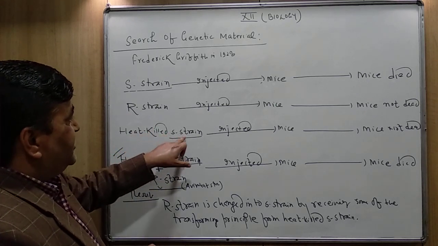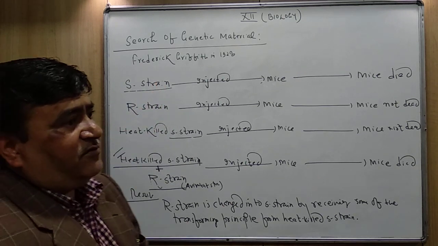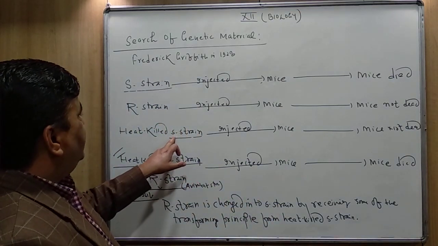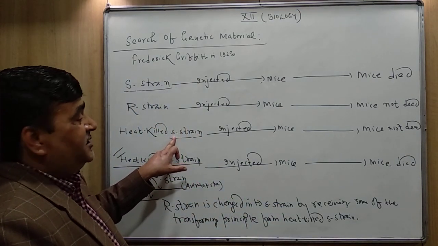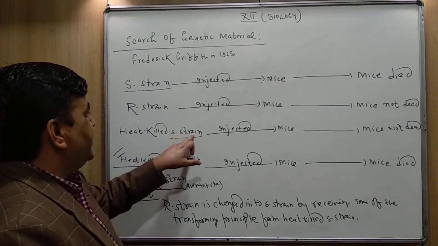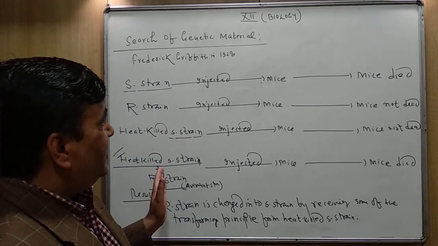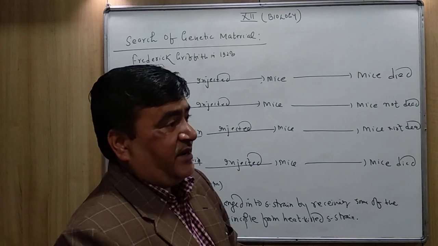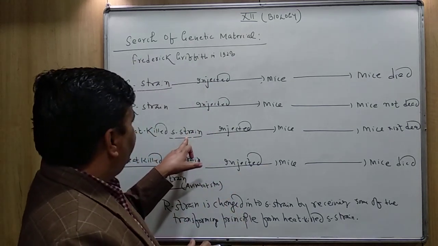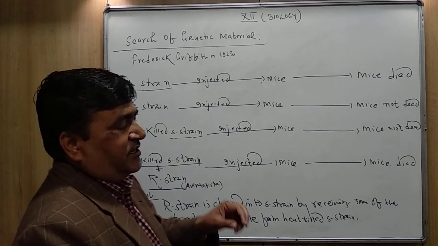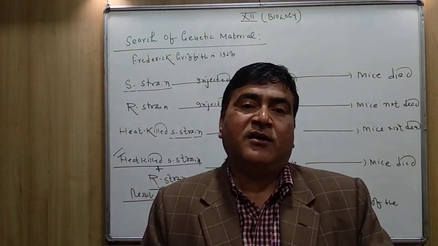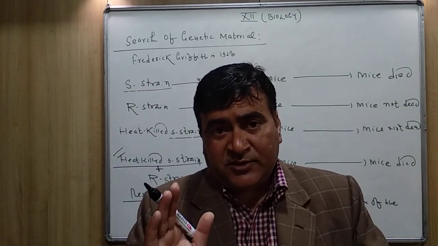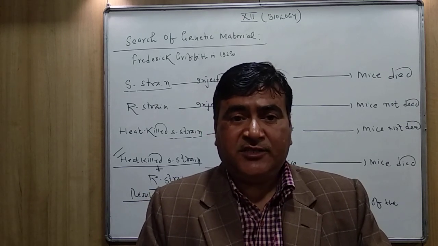He used the heat-killed S strain. This S strain was heated by him, and due to the heating process the virulency is lost. The heat-killed S strain will lose the virulency. And when this strain was injected into the mice, they did not die. Why? Because it was heated, and due to the heating it loses the virulency. It will be no more pathogenic, meaning it can't cause the disease.